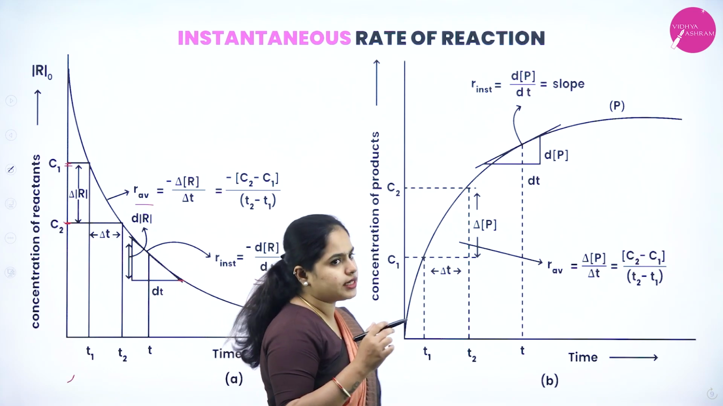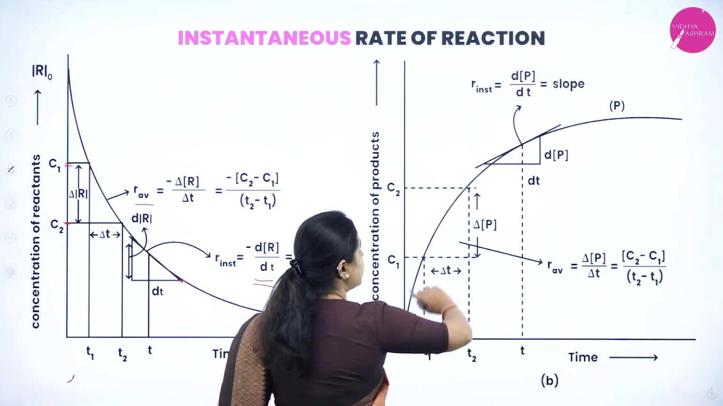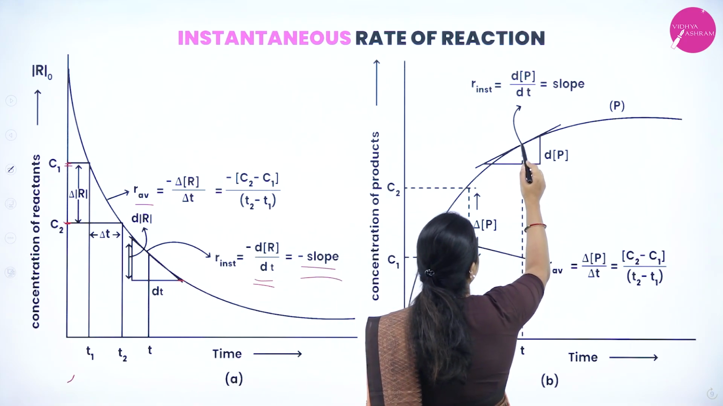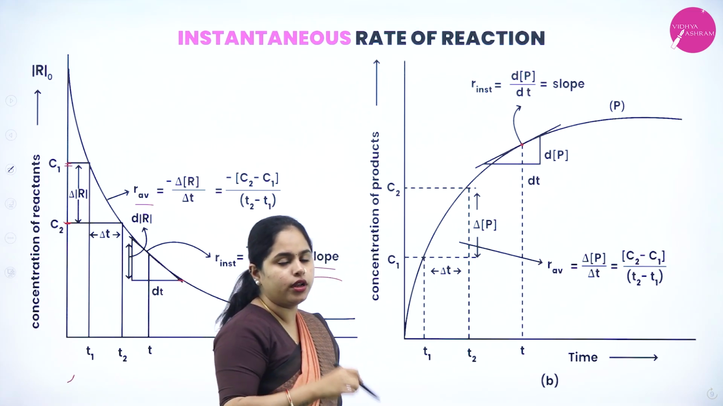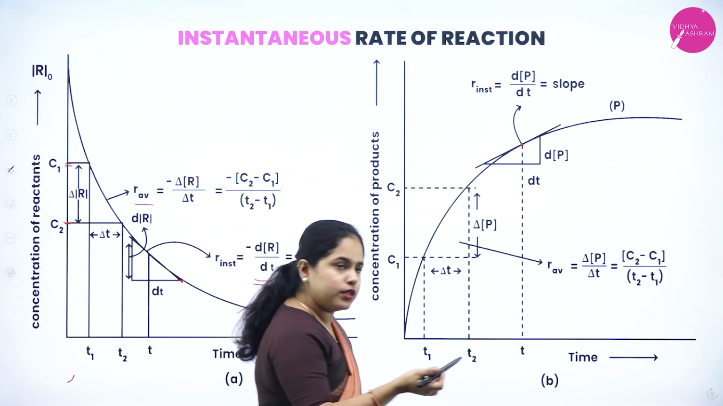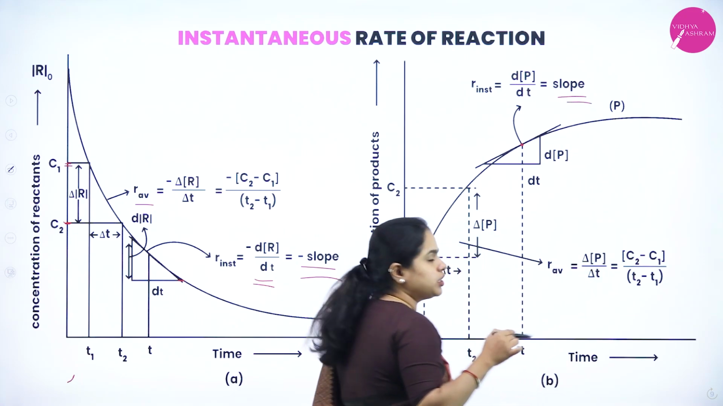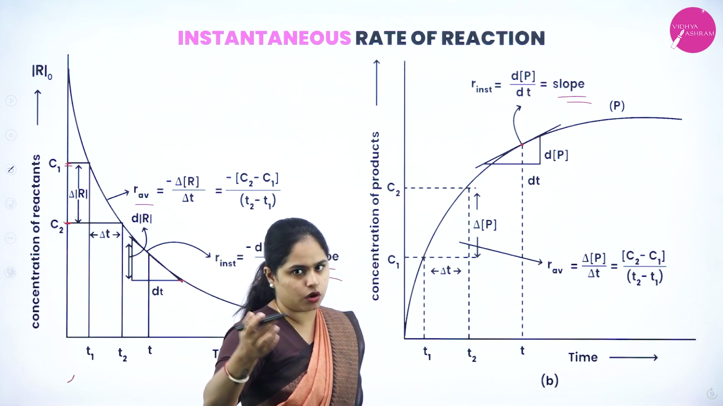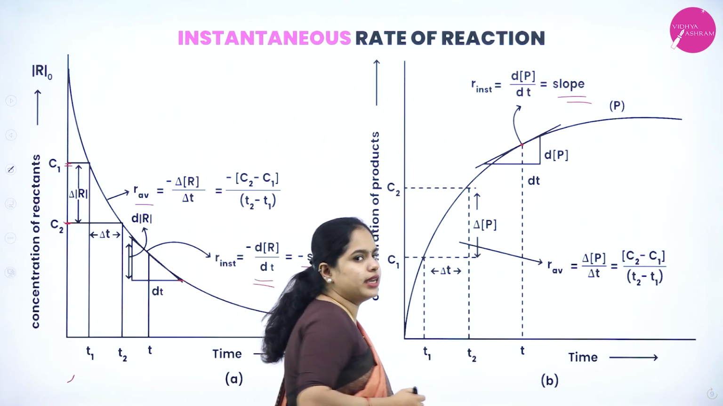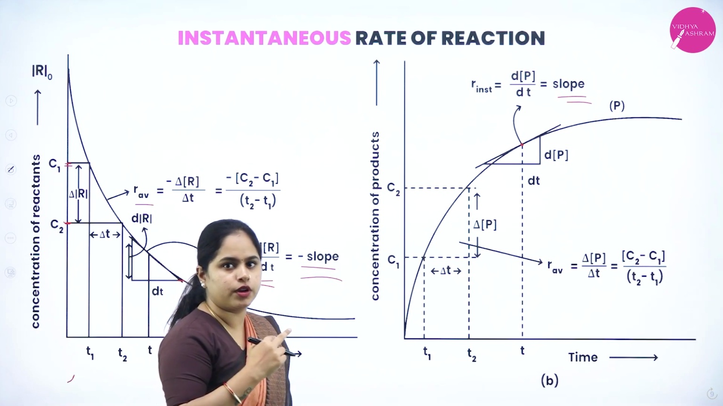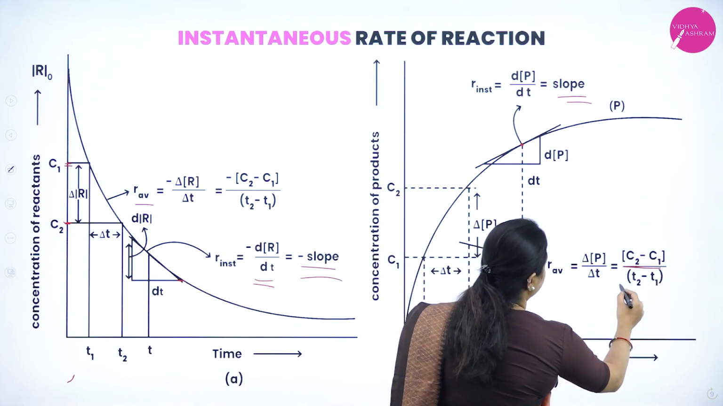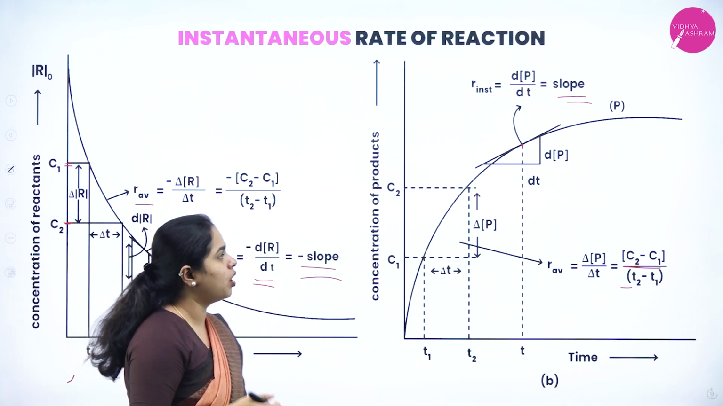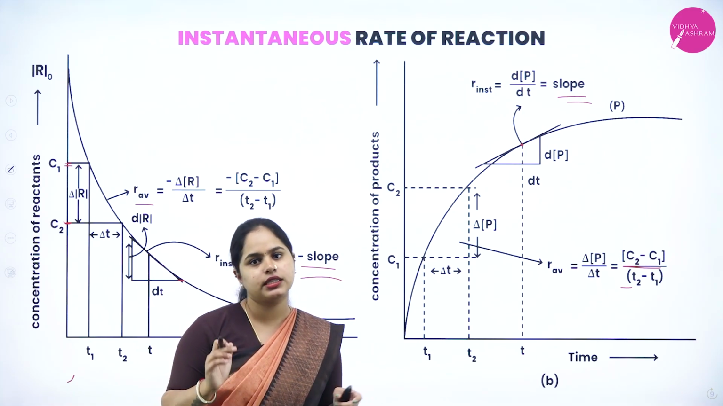Now moving on to the next one, that is in the case of products, what happens? There is an increase in concentration of products, right? So in this case also, if you have to calculate the instantaneous rate at a particular point, you have to take the slope. The slope will give you the rate of the reaction, which is dP by dt. There is no negative sign here because it is an increase in concentration. In the same way, if you have to calculate the average rate at two different points, it is C2 minus C1 divided by t2 minus t1, which will give you the average rate. So I hope from the graph also, how you can calculate instantaneous and average rate is clear for you.